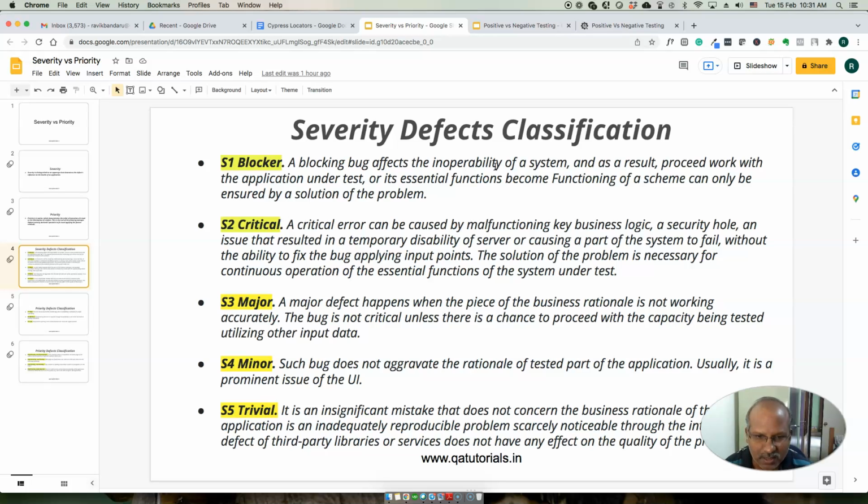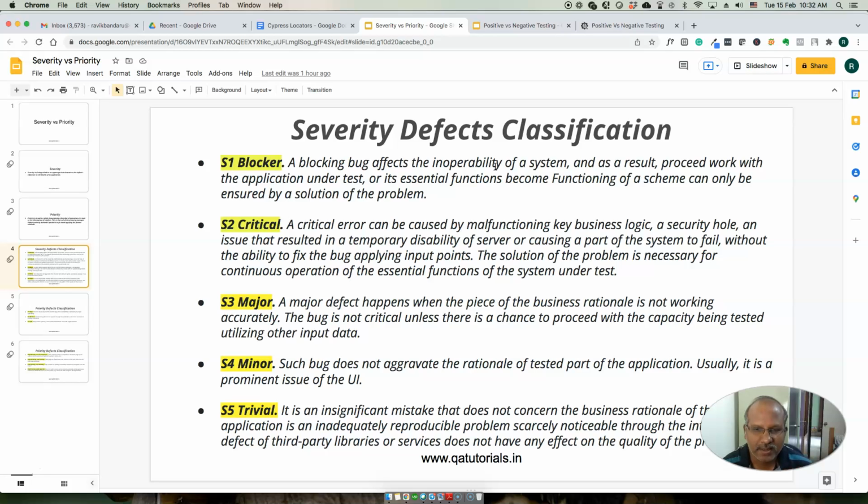Basically, maybe in the module you have a couple of functions, and maybe one of the functions is not working. You can classify that as major, and this is not critical. So you can proceed with the testing, but using other types of input data. There is an alternate way of testing that functionality. Even though this defect is not fixed, you can classify that as major.